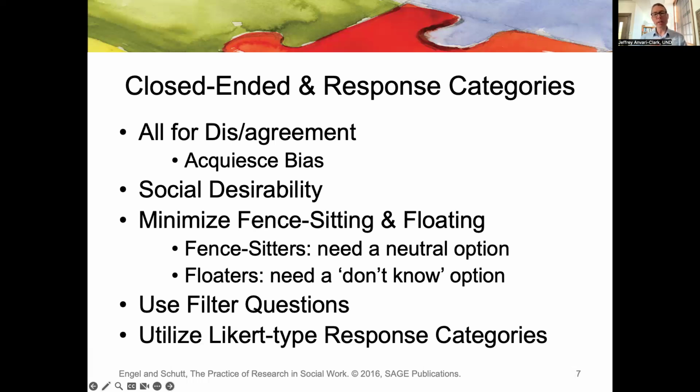Then there are other issues, like filter questions. If they say yes on a certain question, then additional questions open up. But otherwise, they don't get asked those questions if they did not answer yes. So it won't drill down if it's not appropriate for them. And using these Likert type response categories, such as that scale of 1 to 6, 1 being horrible, 6 being wonderful, how do you feel about it? Those are really helpful.